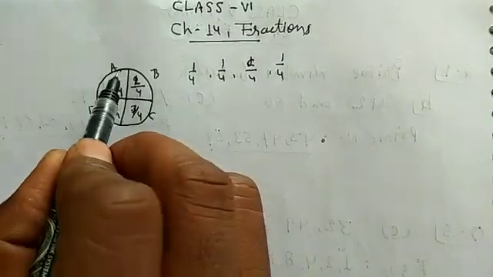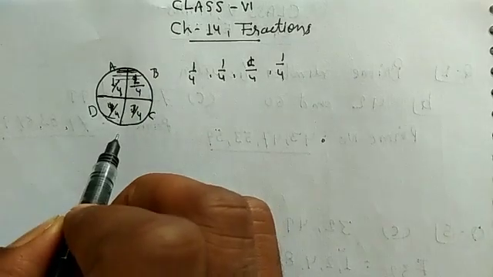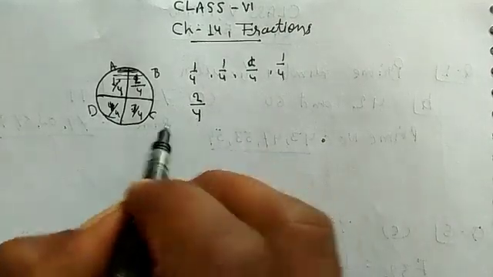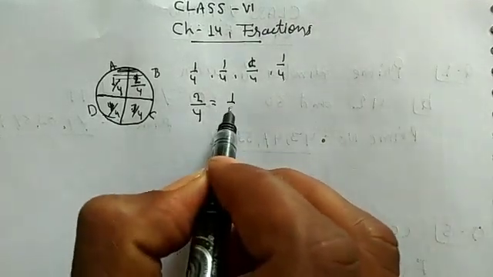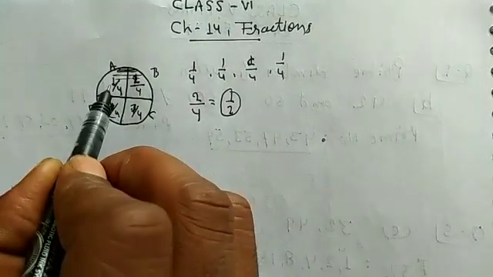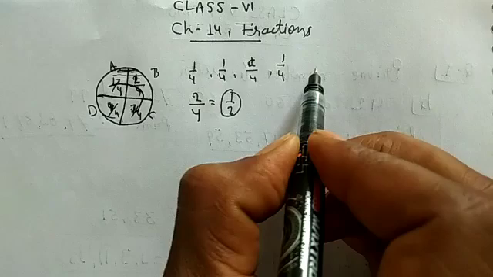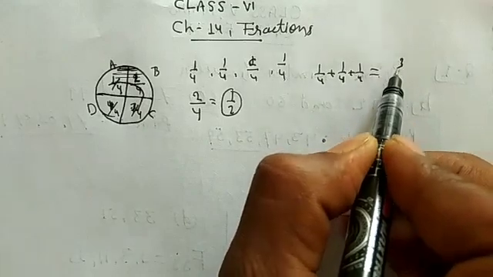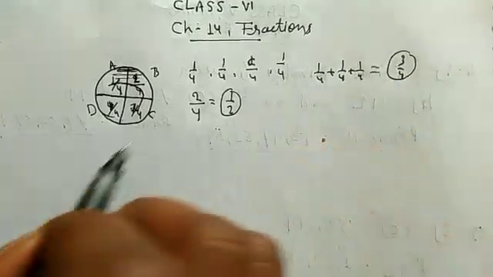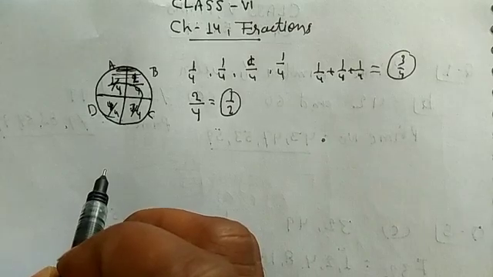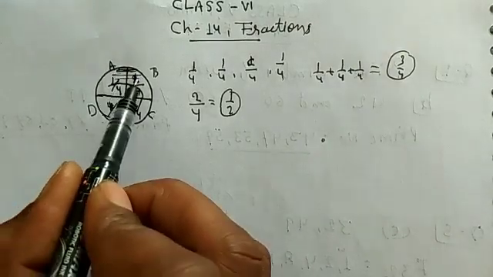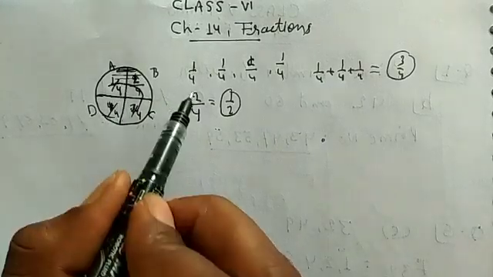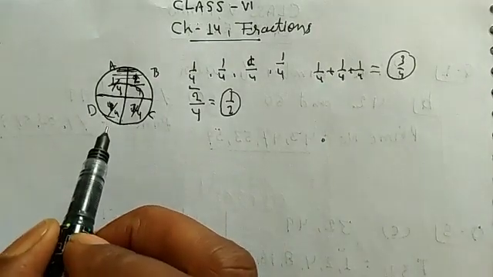If we have to represent 2 parts, that means 1 by 4 plus 1 by 4, so 2 by 4. 2 by 4 means 1 by 2 also; it will be cancelled by 2. If we have to represent 3 parts, it will be represented as 1 by 4 plus 1 by 4 plus 1 by 4, which means 3 by 4. Simply we can say how many parts we have to represent out of 4. 3 parts out of 4, so 3 by 4. 2 parts out of 4, so 2 by 4. 1 part out of 4, so 1 by 4.